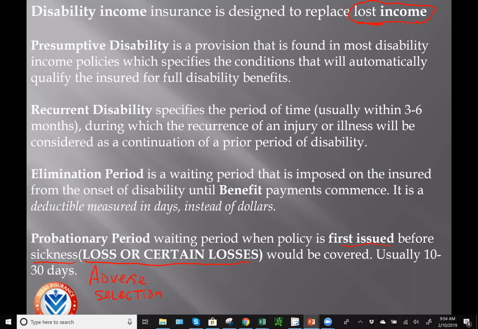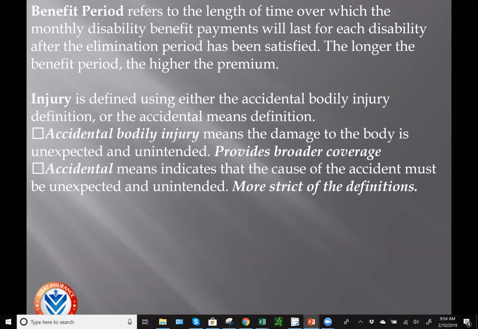Now, if you were injured, let's say you fell down and broke your leg, that has nothing to do with the probationary period. It's only illnesses. Okay, so any kind of accident or injury could begin the elimination period. And the last period is the benefit period. Now, the benefit period is when the insurance company is actually replacing your lost income.